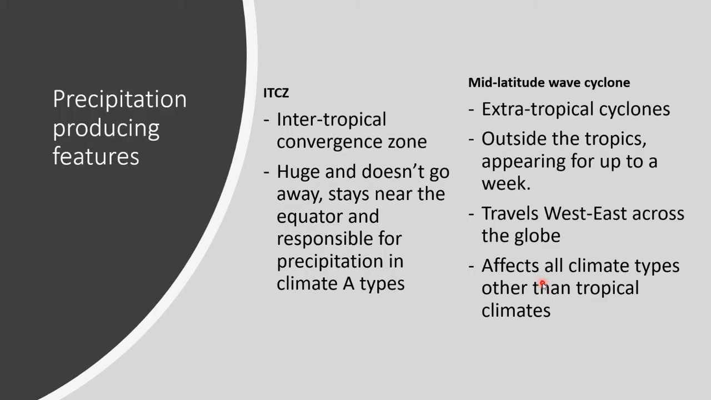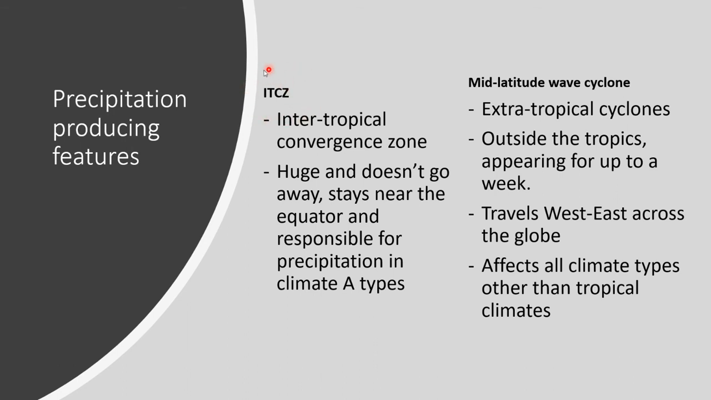So next one, precipitation producing features, so keep these two names in mind. What are the two main reasons for precipitation to occur? One of the reasons is ITCZ, intertropical convergence zone, and another one is the mid latitude wave cyclone.